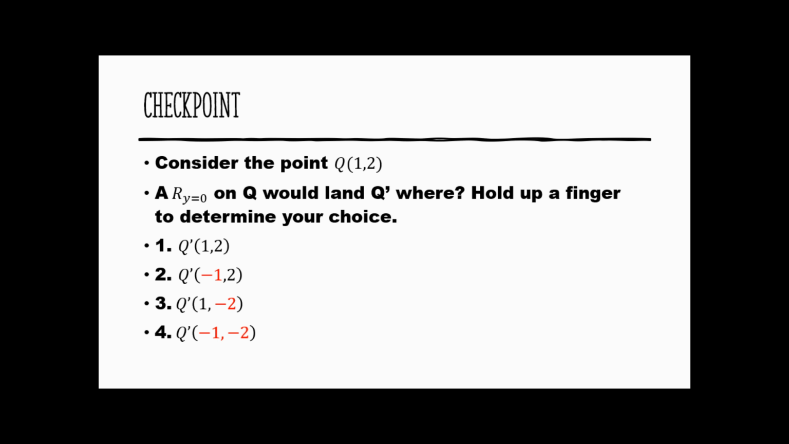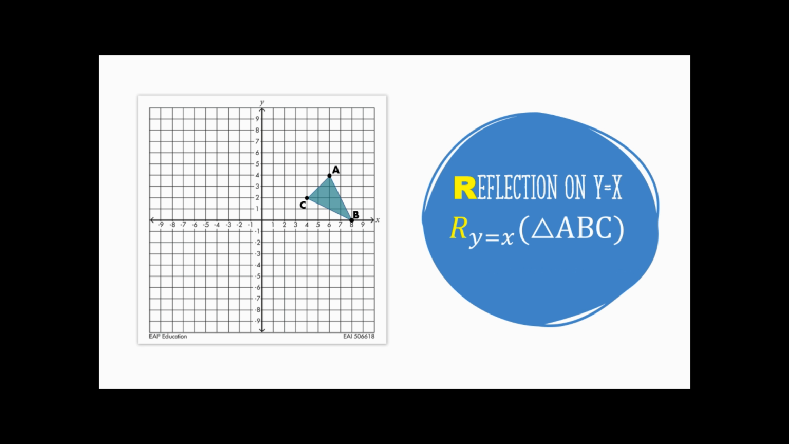So what would change is the question. X stays the same, y changes. So you should be looking at -2. A reflection on y is equal to x. When we have y is equal to x, what we have is something different, but it's always a good idea to write that line.